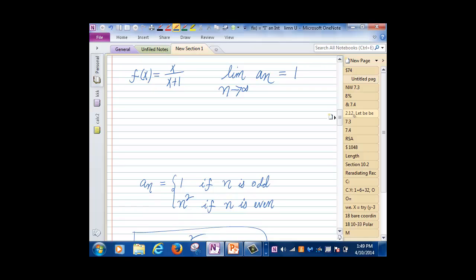But is the limit infinity? I think I told you before that the limit in this case is not even infinity, because no matter how long I walk on my sequence, there are always terms which are less than any big number you give me, because infinitely many terms are 1. Does that make sense?